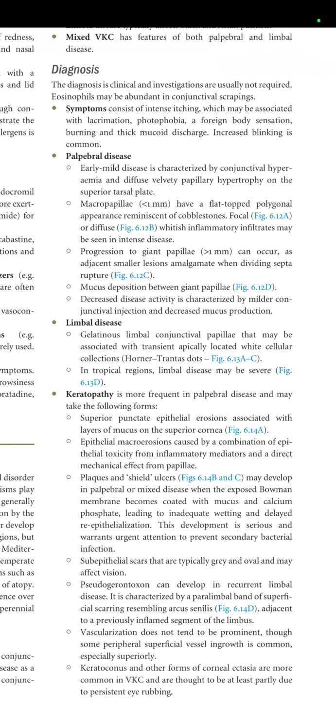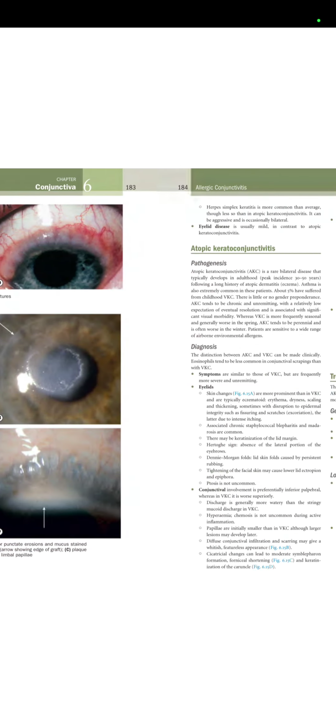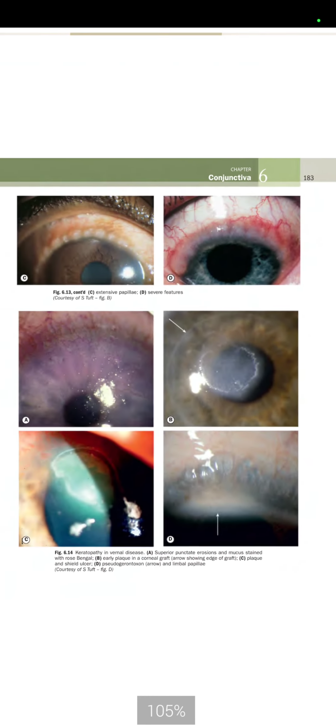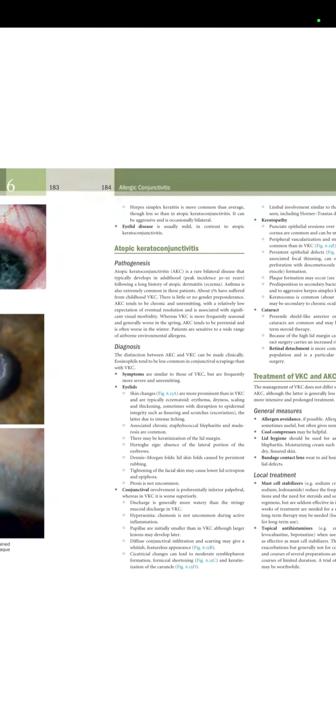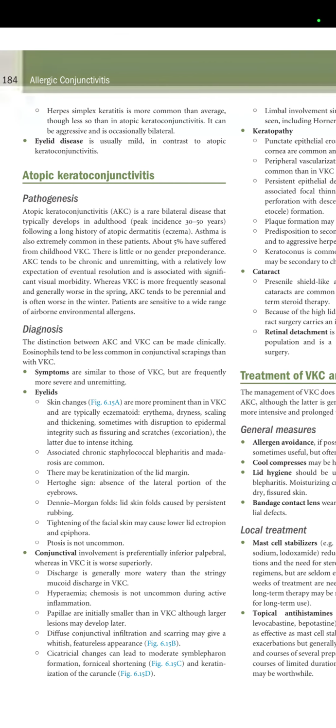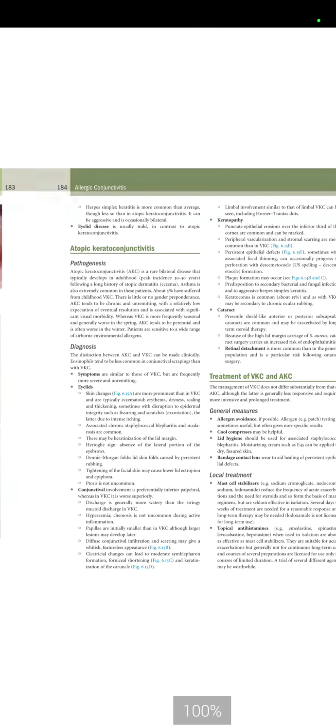Vascularization does not tend to be prominent, although some peripheral superficial vessels and growth is common, especially superiorly. Keratoconus and other forms of corneal ectasias are more common in VKC and are thought to be at least partly due to persistent eye rubbing. So I told you that keratoconus is very important because of the persistent eye rubbing in this case. Herpes simplex keratitis is more common than average, though less so in atopic keratoconjunctivitis. It can be aggressive and is occasionally bilateral. Eyelid disease is usually mild in contrast to atopic keratoconjunctivitis.